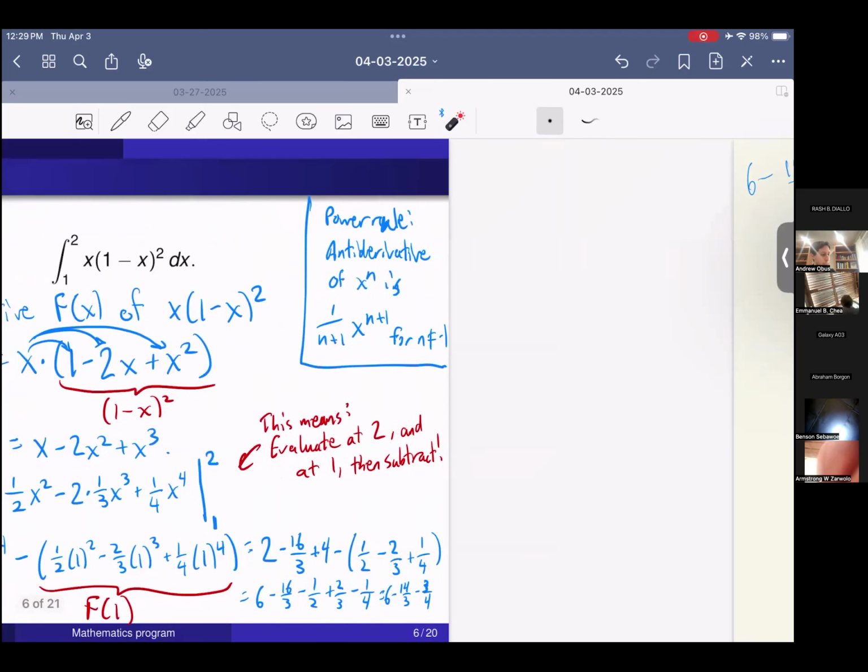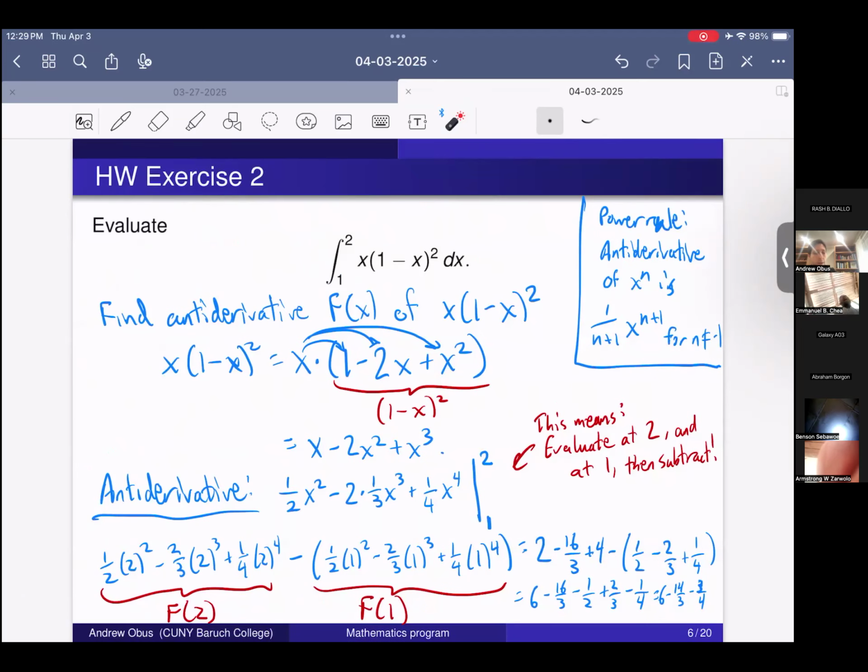Maybe I'll go back to this page so we can see what happens. So all that you're doing is simplifying it to the point where you can use the power rule to compute an antiderivative, right? Yes, correct. Correct, James. Okay, so that's how this homework exercise works.